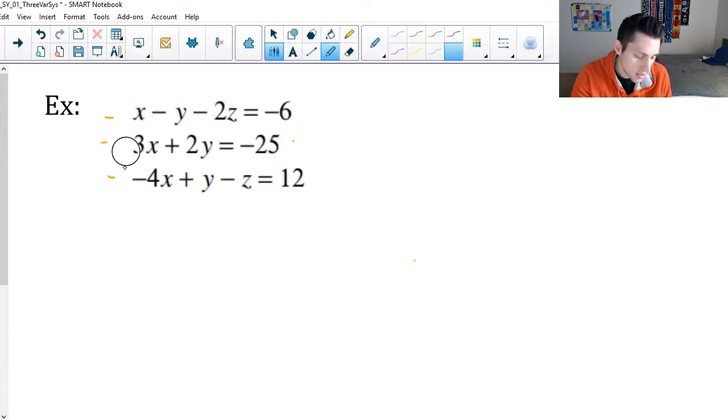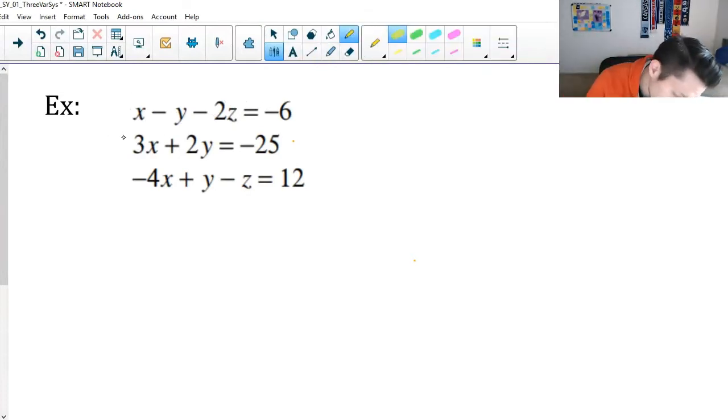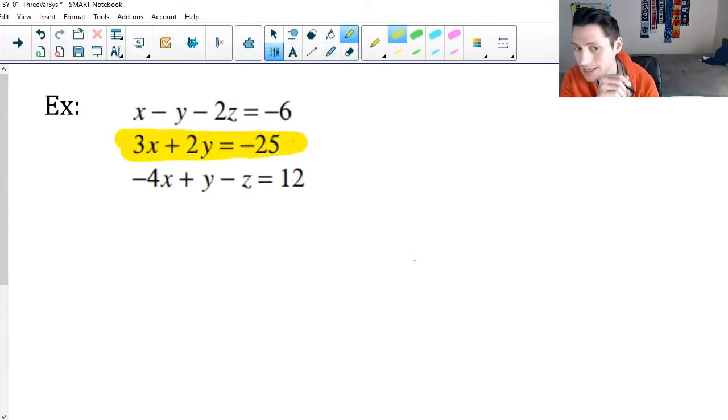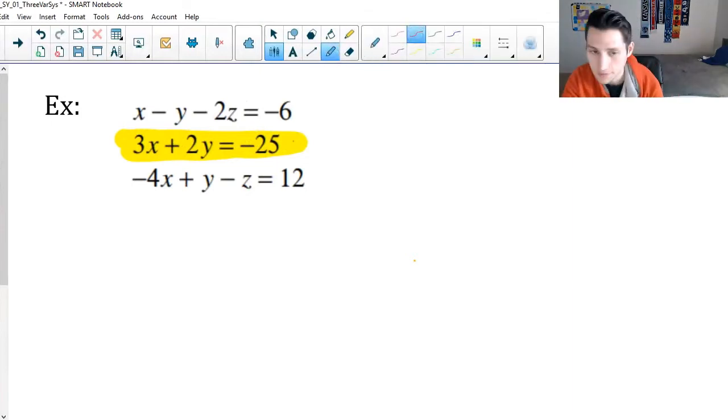This problem has already done some of the work for me. This second equation already does not have a z in it. It only has x and y. So we've sort of fast-forwarded our first step. We don't need to eliminate a variable because we already have an equation that eliminates one of the variables.